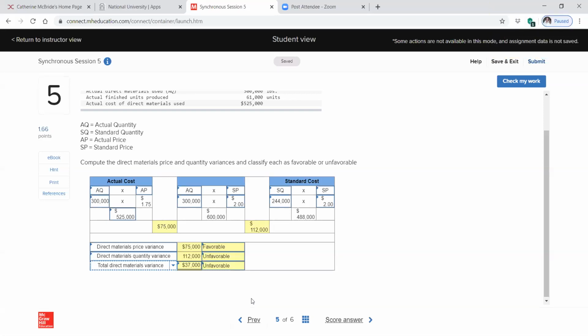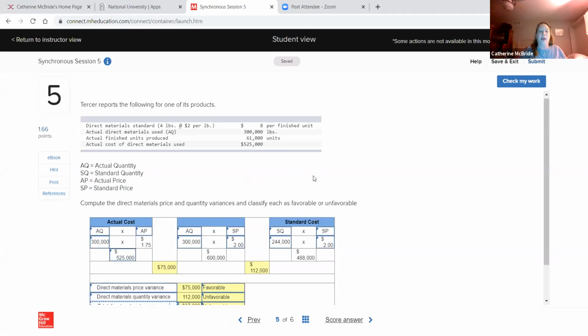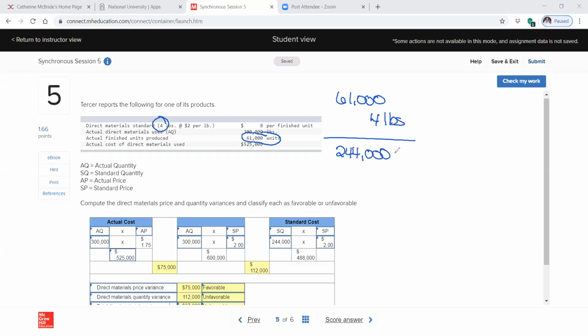Doc, how did you get 244,000 on the right hand side? I'm just trying to keep up with you guys. No, that's okay. We got the 244,000 by taking, let me write it out. We plan to use 4 pounds, and we made 61,000 units. So 61,000 units times 4 pounds each should be 244,000, at $2. Okay, that makes sense.